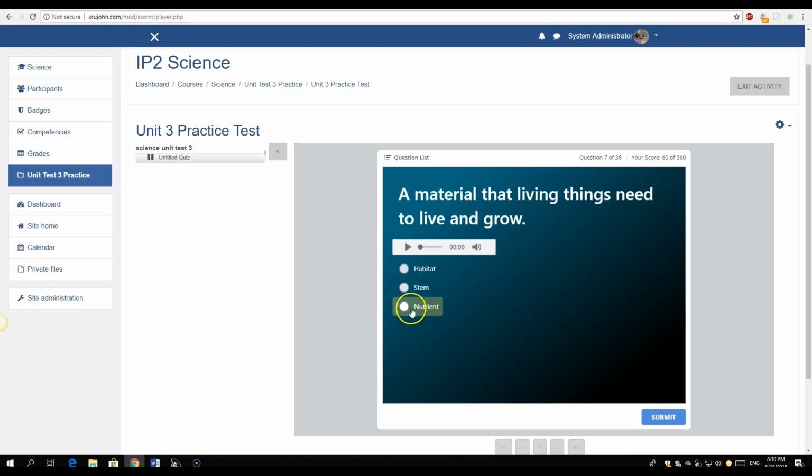A material that living things need to live and grow. Alright, these are nutrients. This is a nutrient. A plant needs nutrients, the minerals in the soil. You need nutrients from your food, vitamins, things like that. They are nutrients.